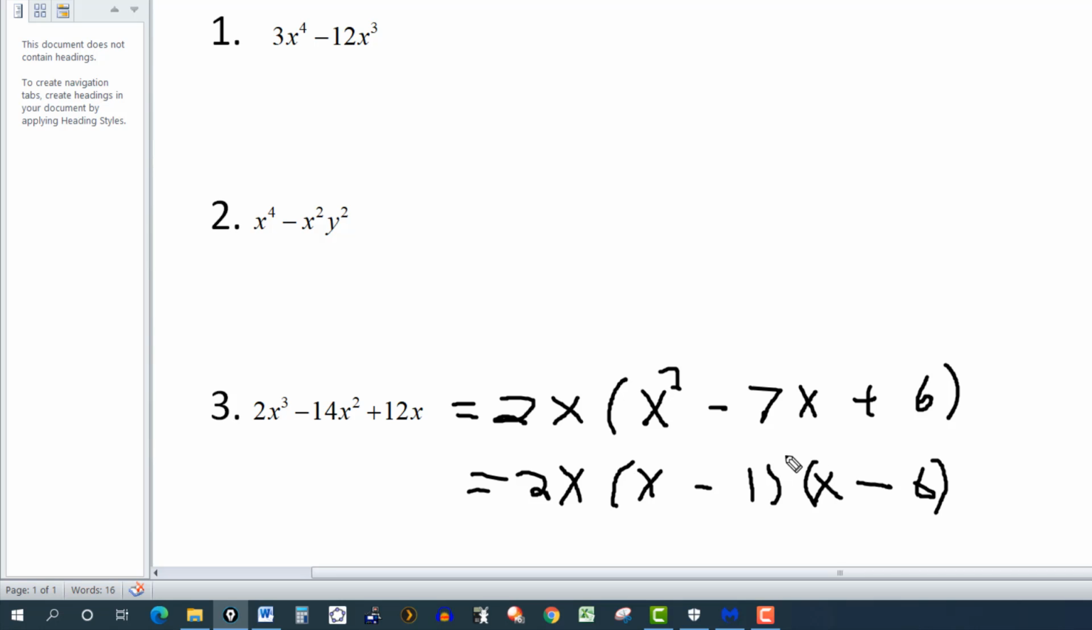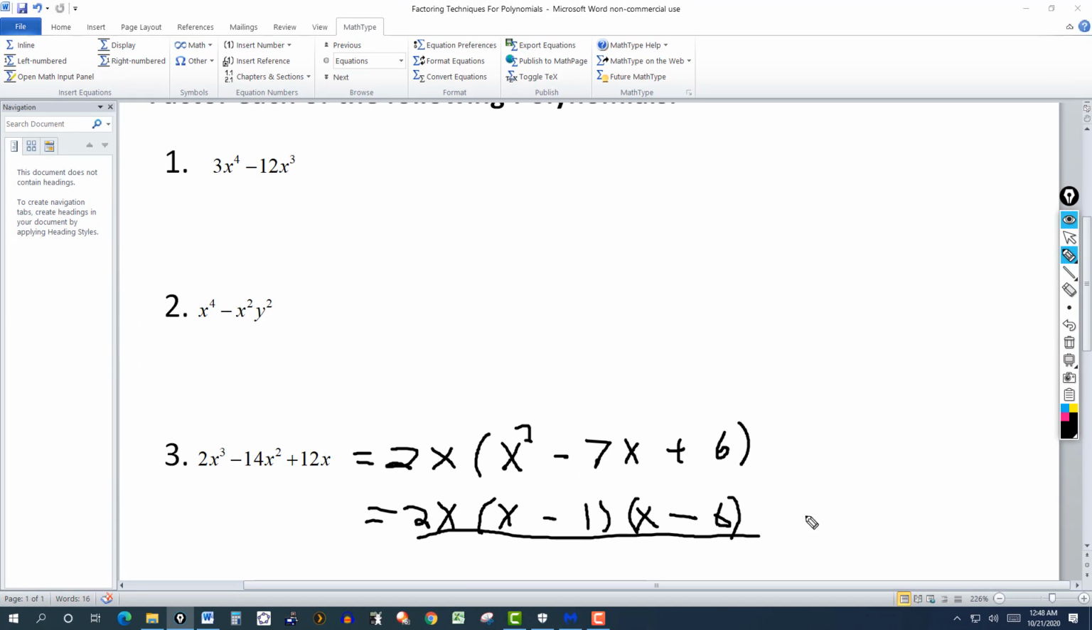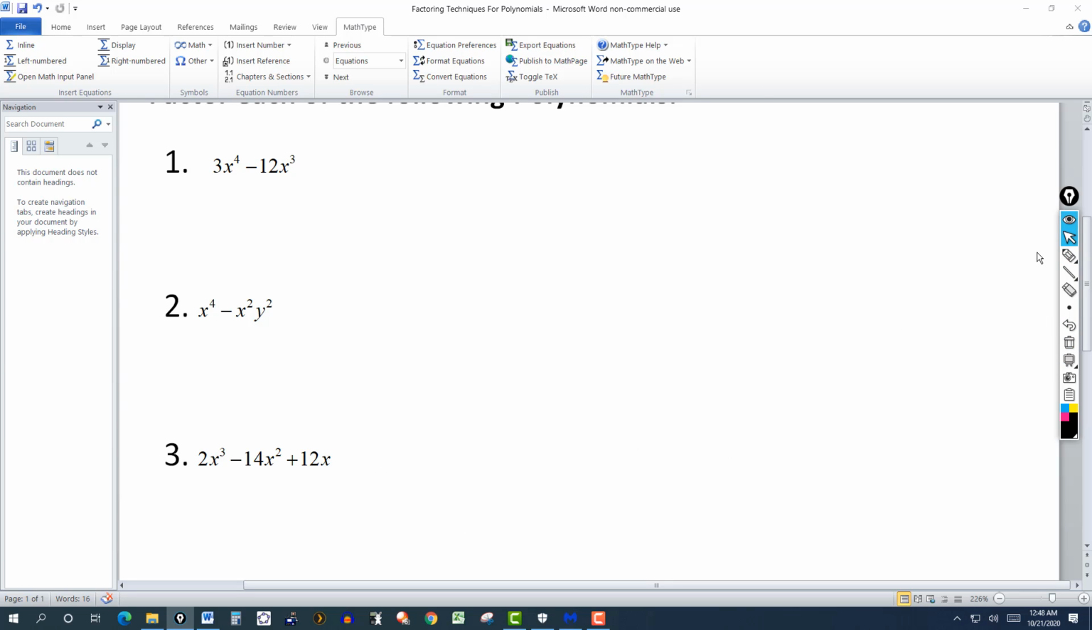And then you check that middle term. So we multiply this out. Minus 1 times x is minus x. Minus 6 times x is minus 6x. Minus 1x and minus 6x is minus 7x. So this is a complete factorization. Okay. So now let's clear this and go to the next one.